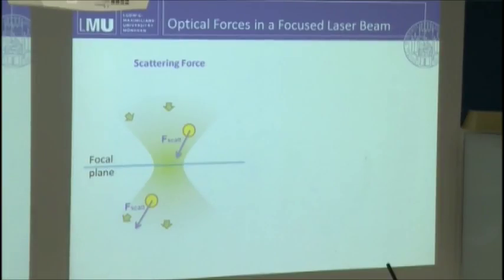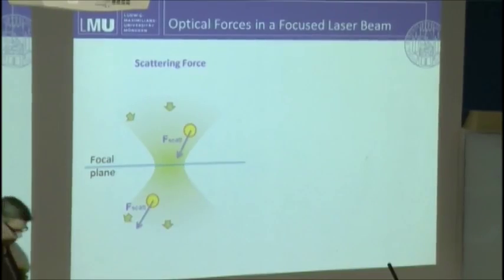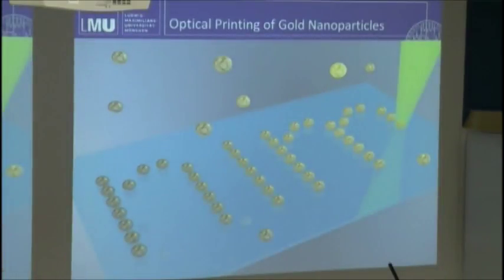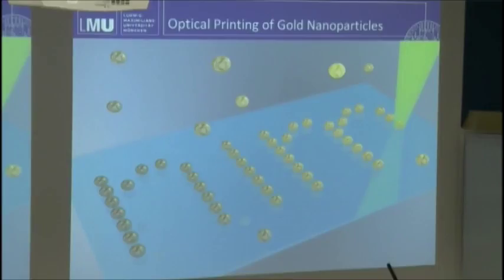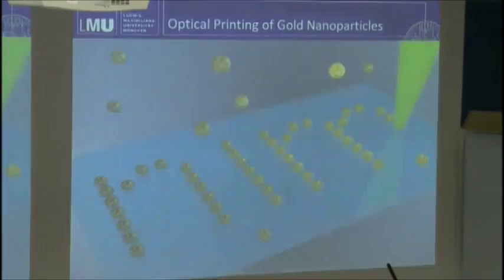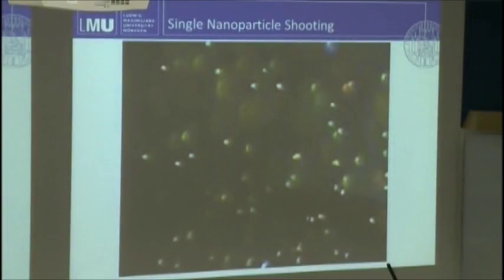What was more interesting for us was the scattering force, that we can push particles to the front. And this we tried in a way that we wanted to use for printing nanoparticles down on a surface. Because if you have a pushing force, one should be able to take a nanoparticle close to a surface in water and push it with light onto the surface and write with it. And that this is possible, I can show you here.